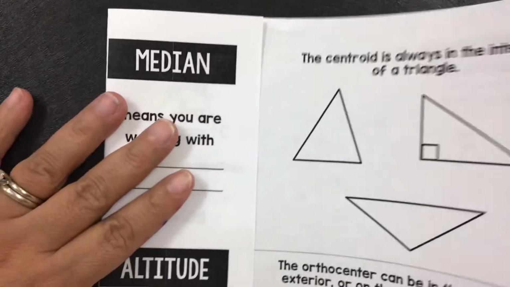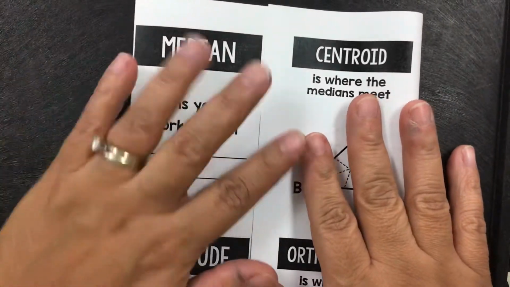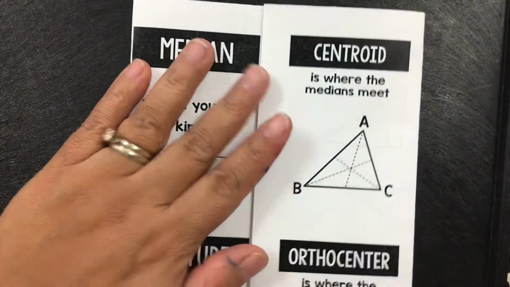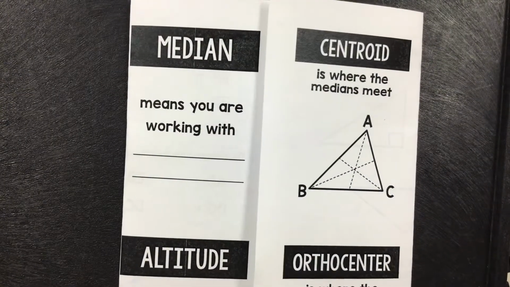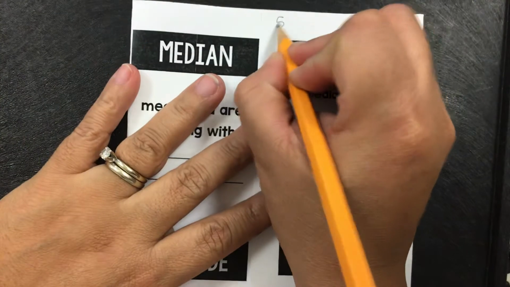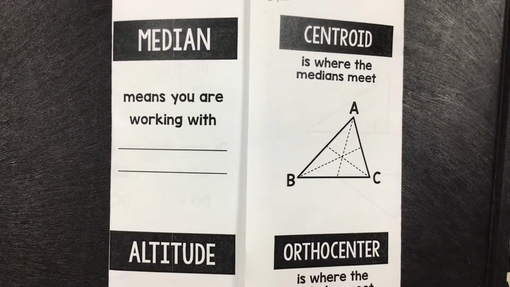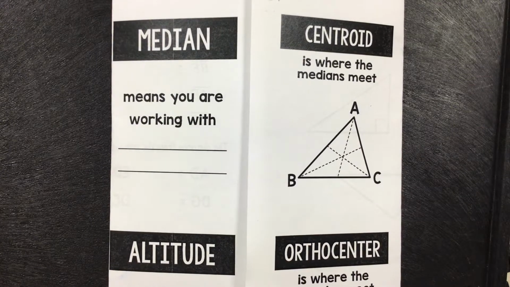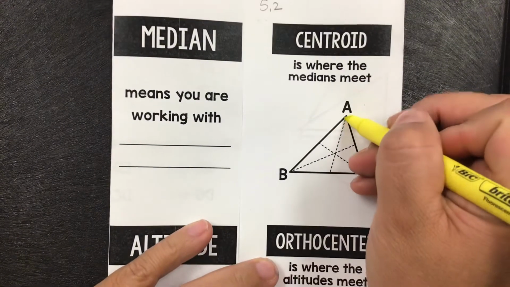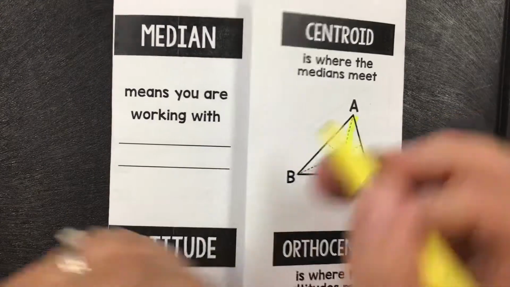This is the foldable for section 5.2. We're going to fold it inward. 5.2, and we're looking at medians. What a median is, is a segment that goes from the vertex to the middle of its opposite side.